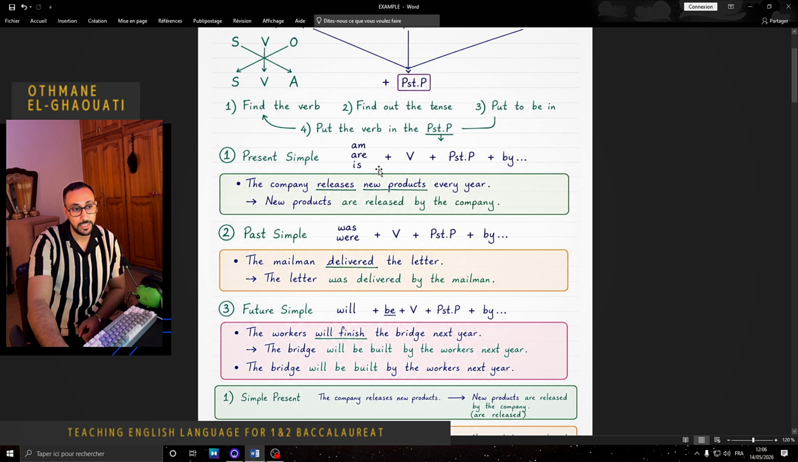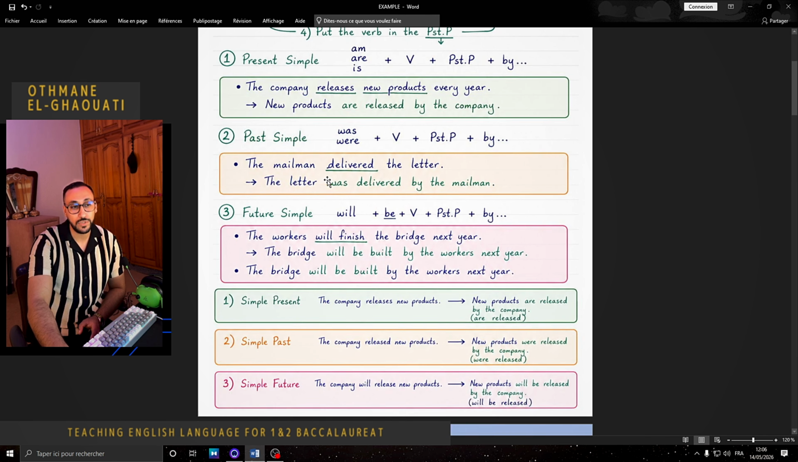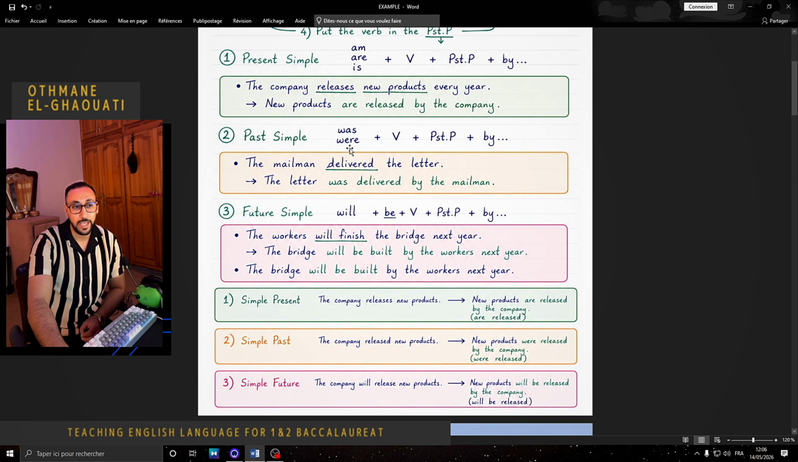Alright, this is for the present simple. Now we move into the past simple. In the past simple, we have the verb to be, which is was and were, plus the verb, and that verb must be in the past participle. And then comes the agent, which is the subject that was in the active form. We have an example here: the mailman delivered the letter. The letter here is an object and becomes the subject. The verb stays in its place, and the subject of the active form becomes an agent.